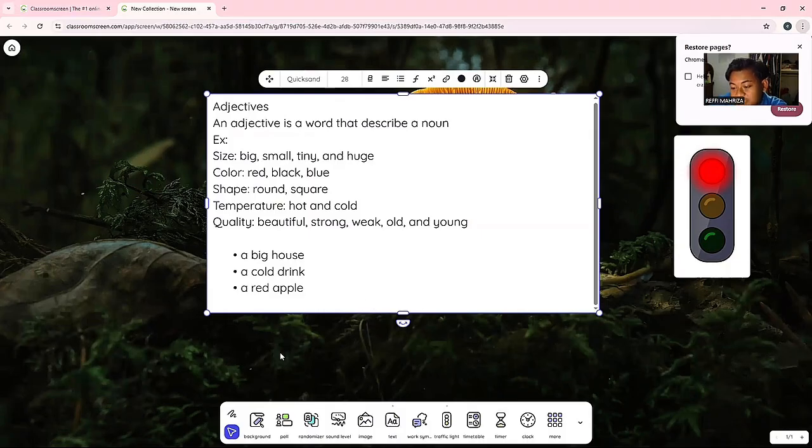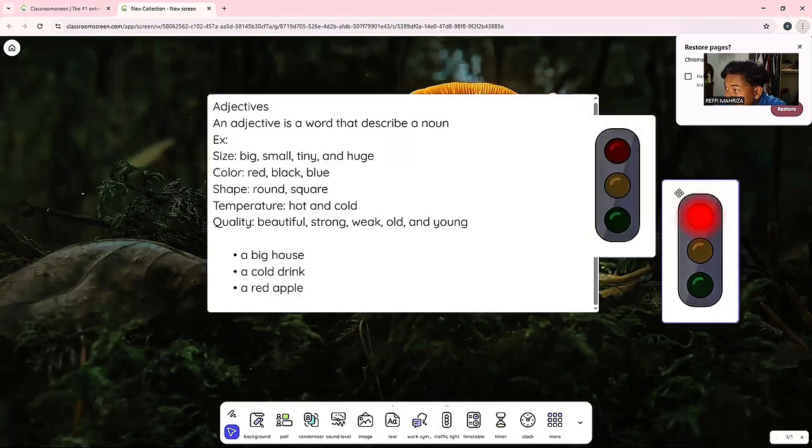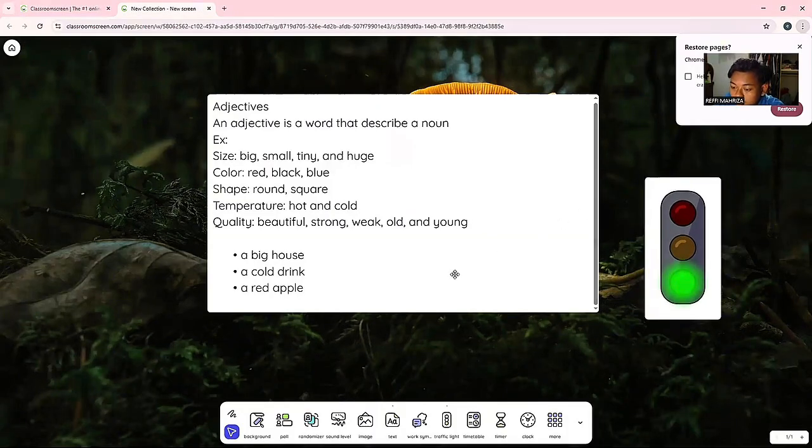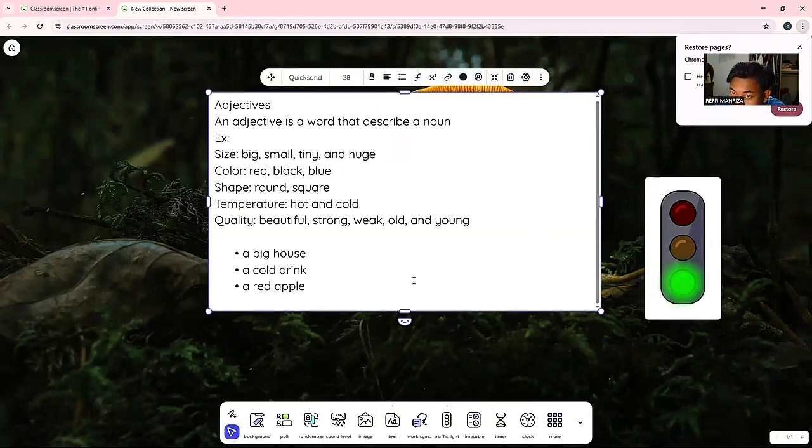Can someone give me an example of an adjective? All right, so remember, adjectives give more information about nouns. Any question before we move to the materials? Okay, 1, 2, 3. Okay, I think there is no question.